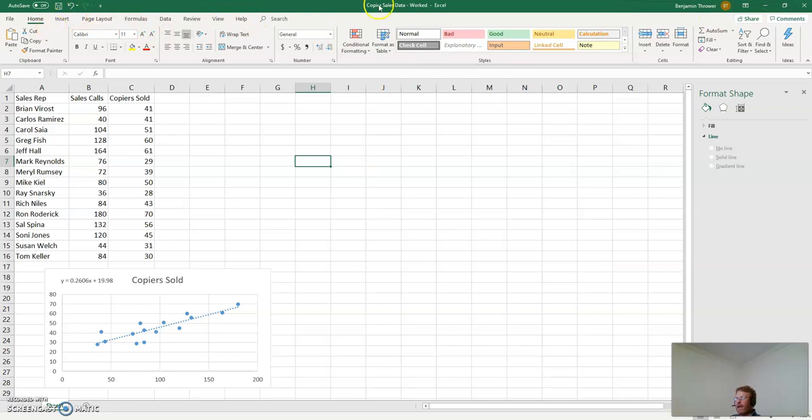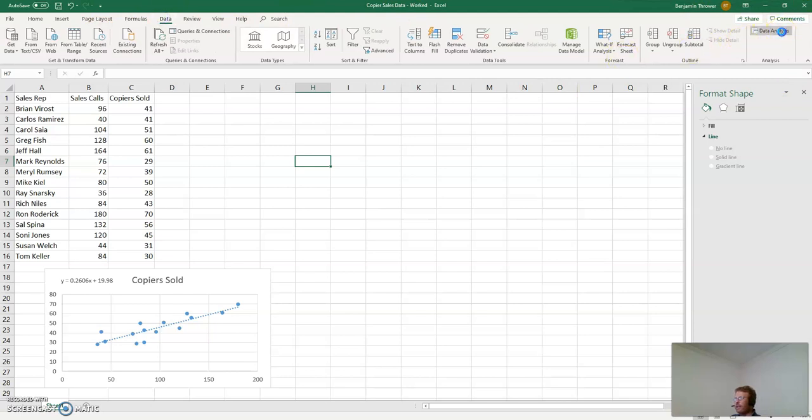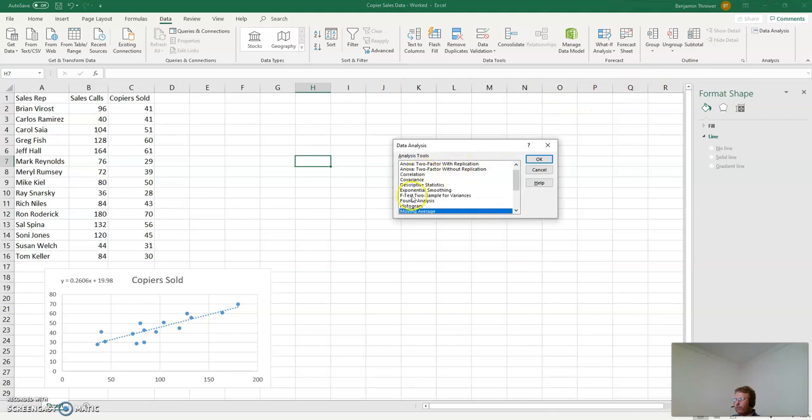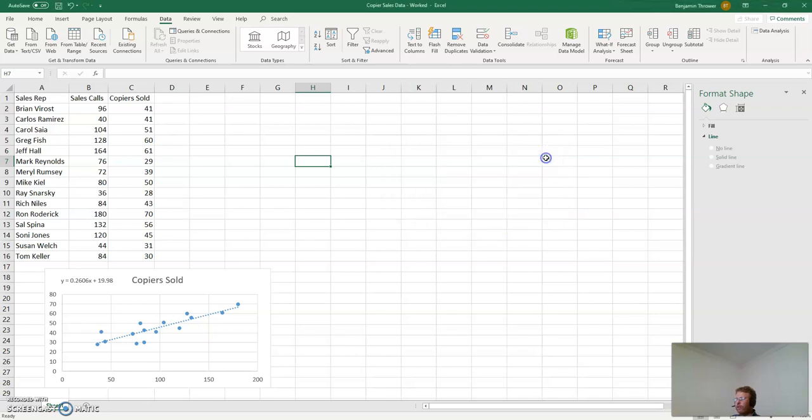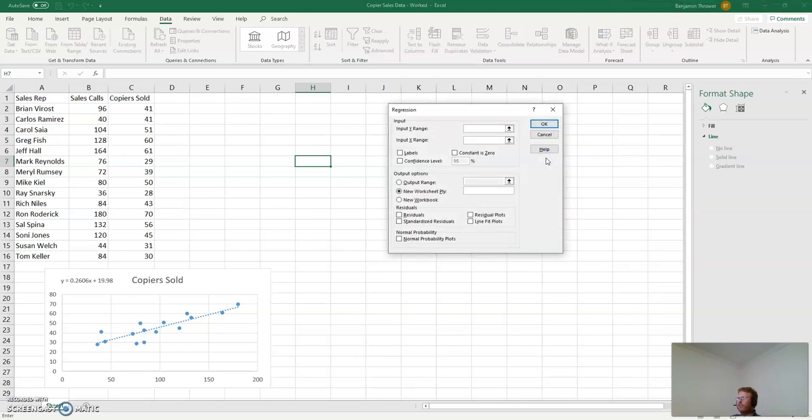So let's go to Data, okay? And let's go to Data Analysis. Go ahead and click on it. And now let's go to Regression. Does everybody see that? Regression. Click OK. And it's going to start asking us questions.